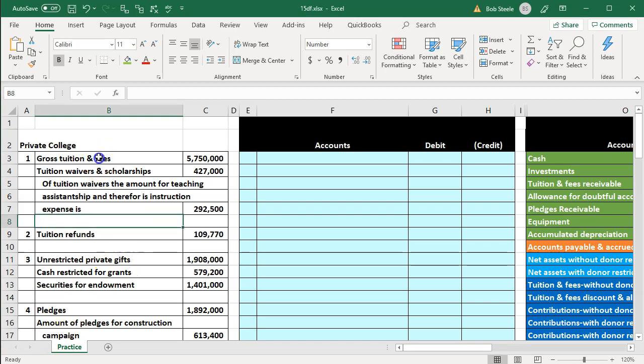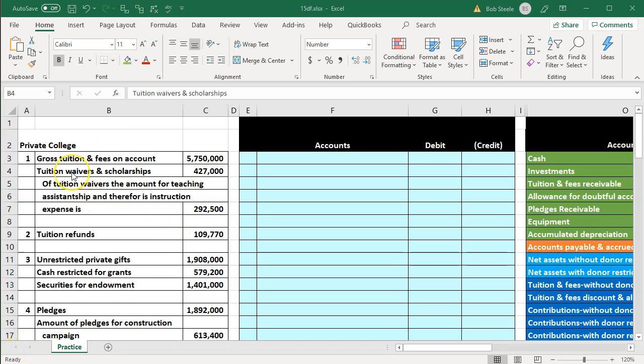Number one says that we have gross tuition and fees. So we're going to record the gross tuition and fees. We're going to record these items in the same journal entry here. Then we have the tuition waivers and scholarships. Of that amount, the portion for teaching assistantship is instruction expense. So we're going to record to instruction expense the $292,500.